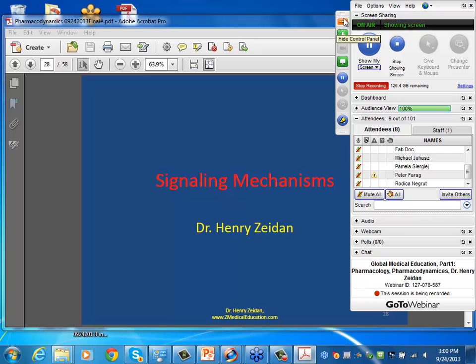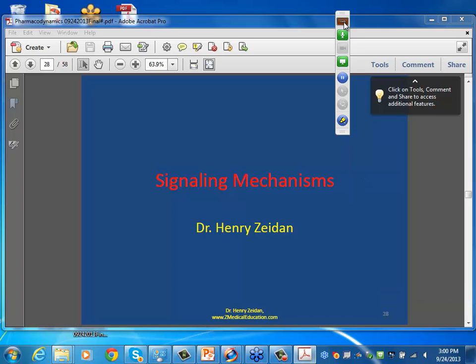Let's get started with molecular signaling mechanisms. Now, as I said, keep in mind that we address it from a drug action point of view. On Thursday, we're going to address it from a hormonal point of view, and it will be with more elaboration as well.